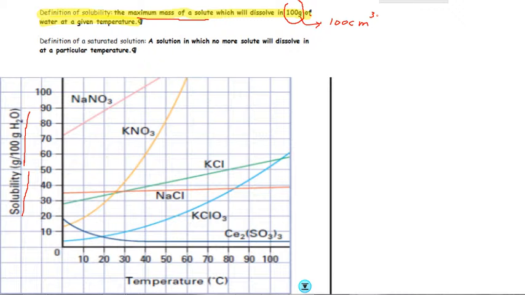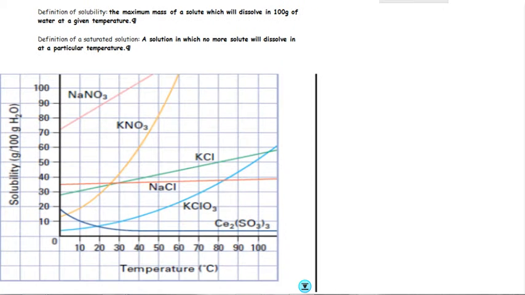So the next thing we're going to have a look at is interpreting these graphs and seeing if we can work out a few very simple things about them before we start getting into the more complicated questions. First of all, an examiner may ask you something very simple. For example, they may say, what is the solubility of sodium nitrate, this being sodium nitrate here, at 20 degrees?